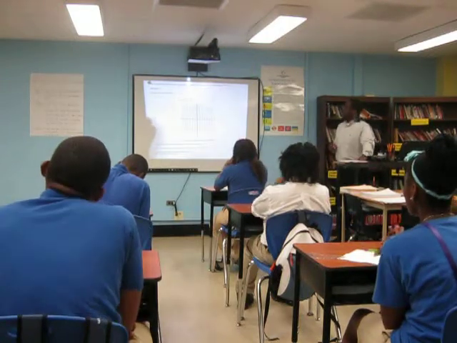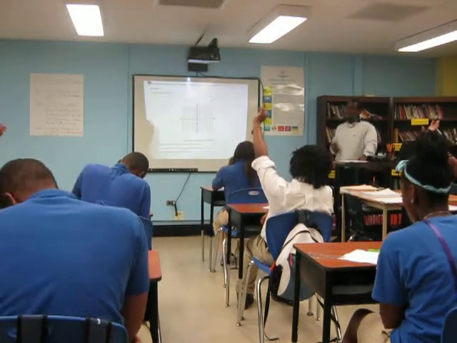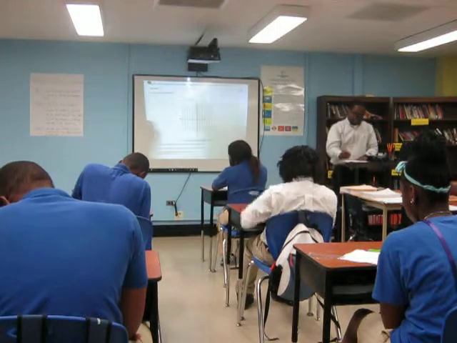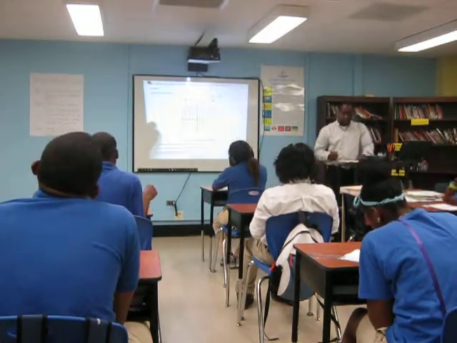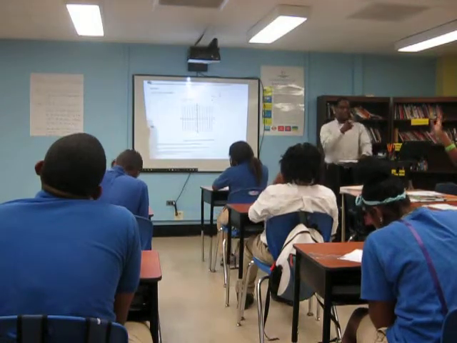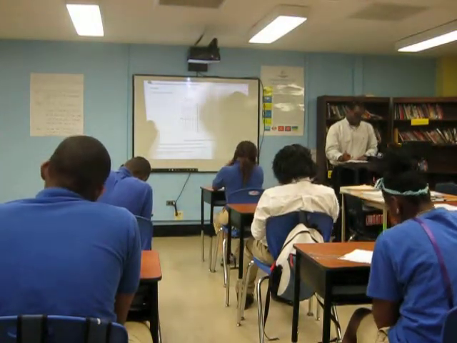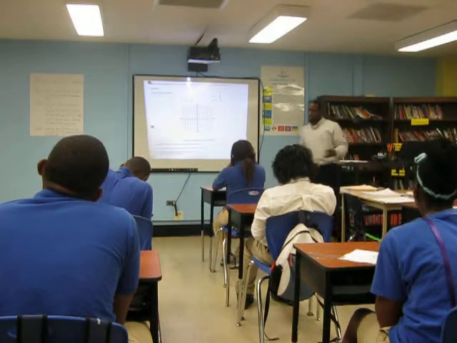What does the m represent? What is the m, Ajani? 1/3. And then what is my y-intercept? Which is the b? What is that, Alicia? -3, right? So I know what my slope is, I know what my y-intercept is.